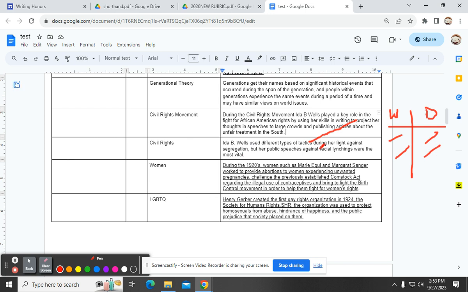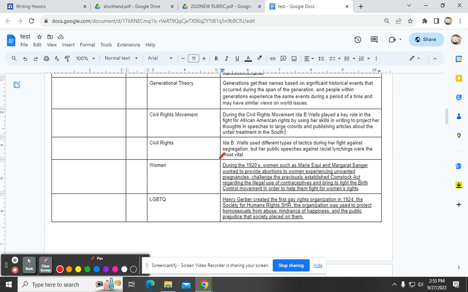"Ida B. Wells used different types of tactics against segregation." Like, it seems like you're comparing it, and I don't necessarily know if that's the route. "Her public speeches against racial lynchings were the most vital." This right here seems to be vague. You're making a judgment about it being vital. I would definitely say that this needs some work.